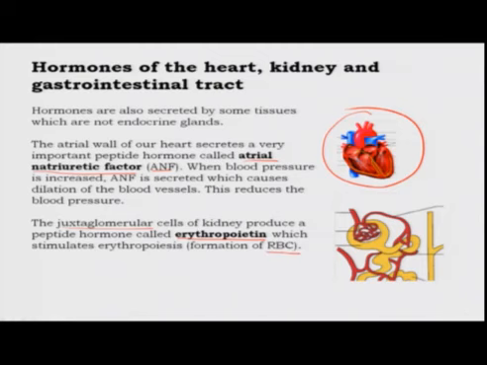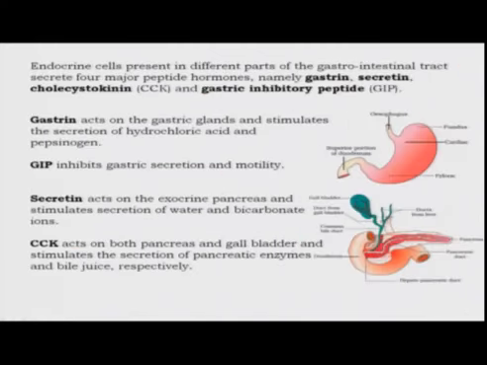of red blood cells. Finally, the gastrointestinal system produces lots of hormones like gastrin and gastric inhibitory peptide, which act on the stomach to increase the production of hydrochloric acid and pepsinogen or inhibit the function of the stomach. Secretin acts on the pancreatic gland and stimulates the secretion of water and bicarbonate ions, and CCK acts on both pancreas and the gallbladder to stimulate the secretion of pancreatic enzymes, bile juice, and so on.